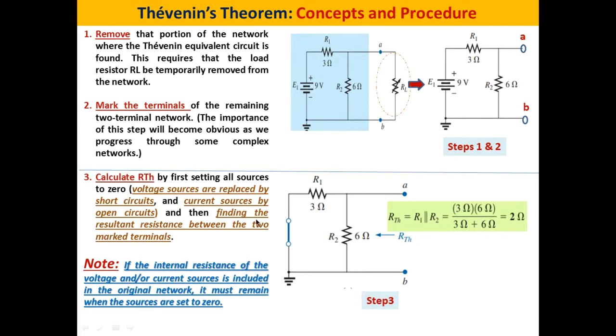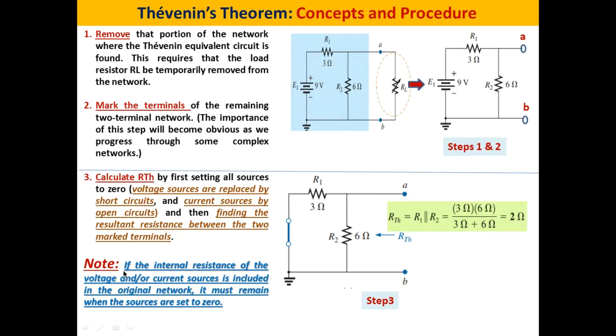And then we find the resultant resistance between the 2 marked terminals. So here we have the 2 marked terminals, A and B. We have to look from here and determine the resultant resistance seen from AB. So how do we calculate R Thevenin here? We can see that R1 is in parallel with R2. So R Thevenin is R1 in parallel with R2, which equals 2 ohms.